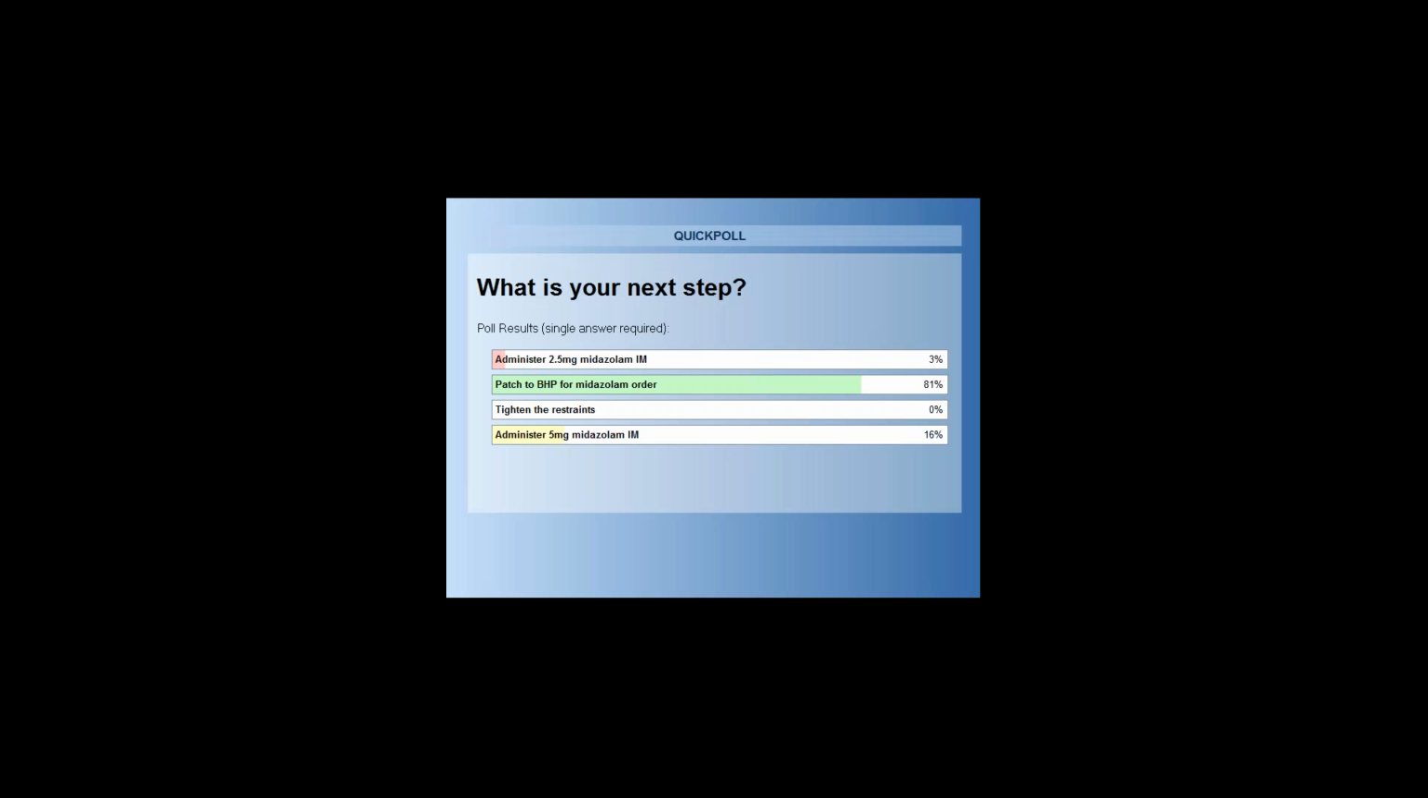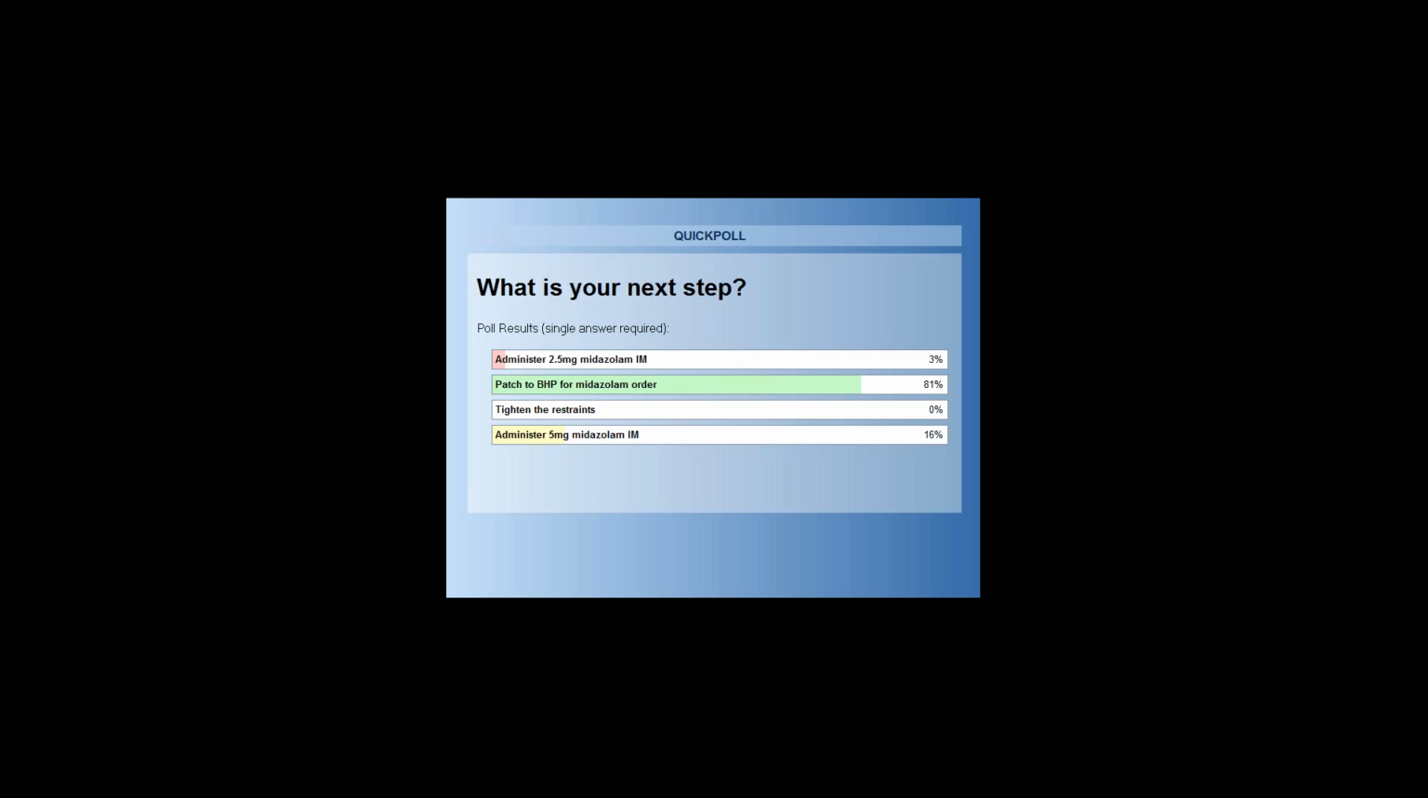All right, so we've got 81% saying they're going to patch to the base hospital physician for an order for midazolam. And then a smaller 16% who are going to administer 5 milligrams of midazolam IM. Yep, so the answer to this one is definitely to patch to the base hospital physician for the midazolam order, because like we said, you haven't been able to get any vitals on this patient.